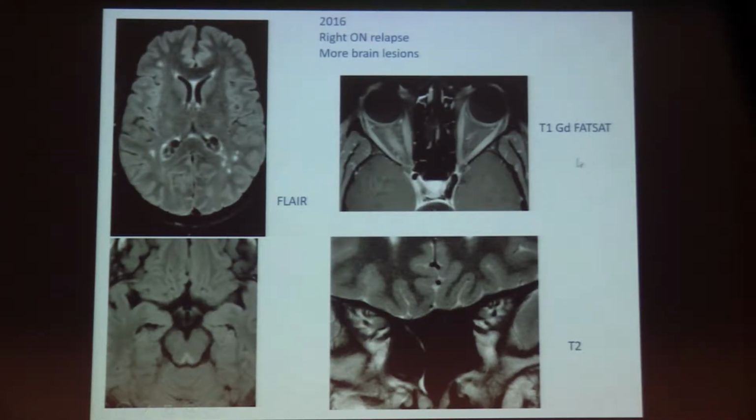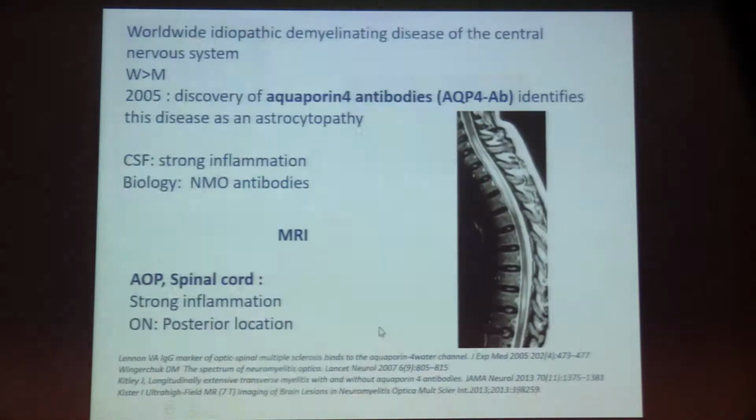And a few years later, there are more lesions on the brain. There is a relapse on the right side with a long lesion which is in the orbit at this time, and there is a specific lesion on the brain which is around the aqueduct, the cerebral aqueduct, and this is the area postrema, which is rather specific of this disease. And on the T2 images, you see the small left optic nerve, which is atrophic and a little in hypersignal, and the right optic nerve, which is inflammatory and big.